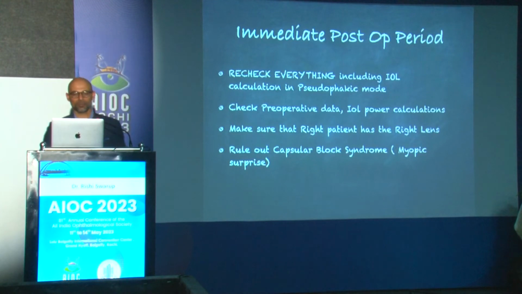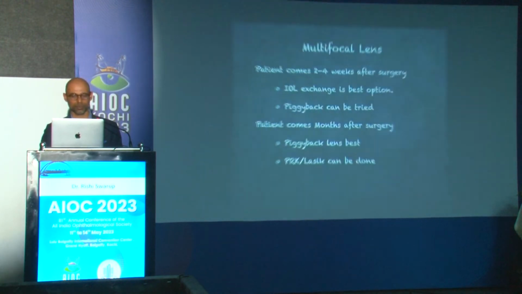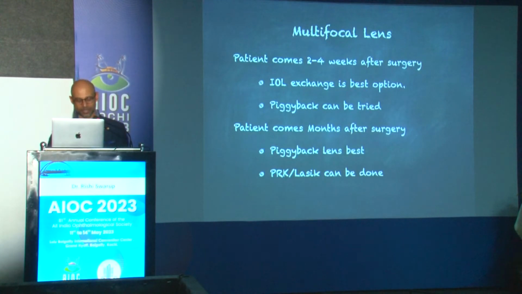So if it's in the immediate post-operative period, recheck everything, including the IOL calculation in pseudophakic mode. Check the preoperative data, IOL calculations. Make sure the right patient received the right lens and you didn't make some sort of an error of giving the wrong lens. And of course, capsular block syndrome is a very common thing, and you'll get a myopic shift. So you must look for that and keep that high in your index of suspicion.